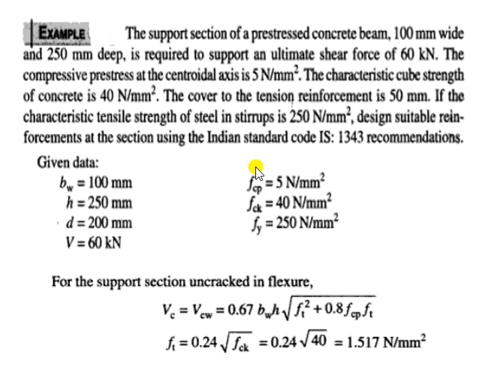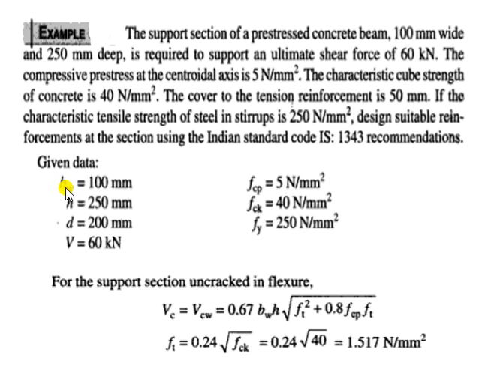That means FCP is 5 Newton per mm square, the concrete grade is M40, and the cover depth is 50 mm. It is given that the steel stirrup has a tensile strength of 250 Newton per mm square, and for this condition we should design a shear reinforcement using IS 1343. So first let us consider the given data.